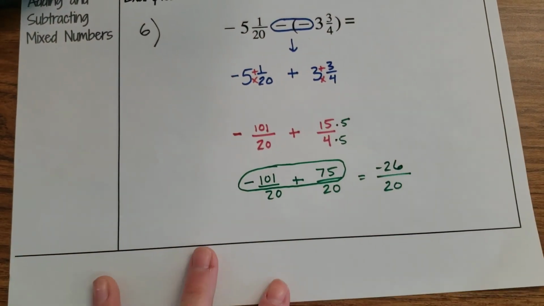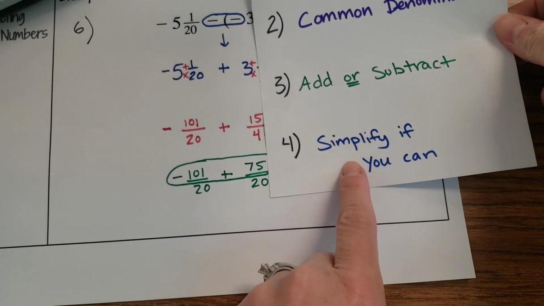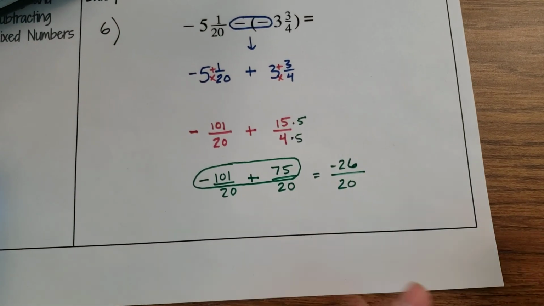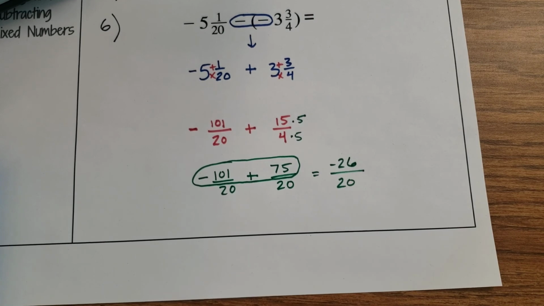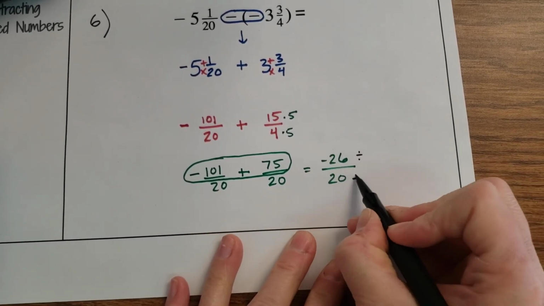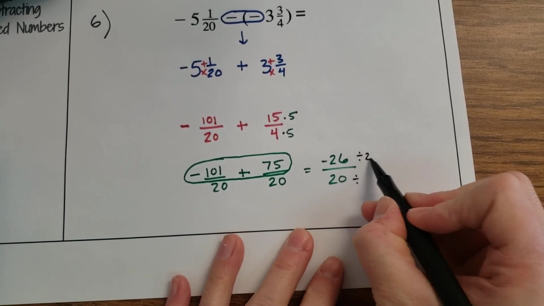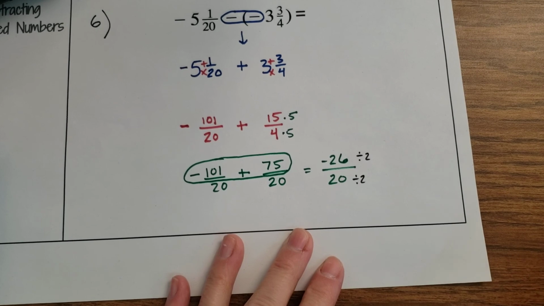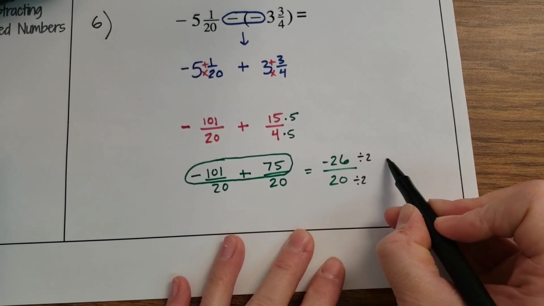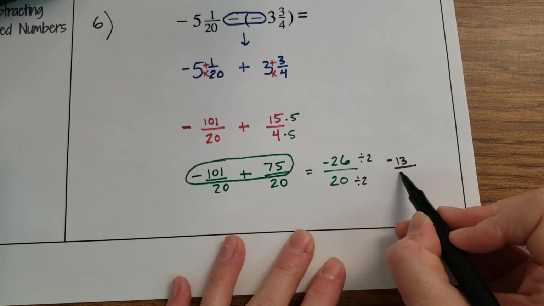All right, now last step would be simplify if you can. You always have to look for that. In this case, we can simplify. Yep, absolutely. Well, 26 and 20, they are both even numbers. So we know we can divide them by 2. Maybe that's a place to start. Negative 26 divided by 2 would be negative 13, half of 26. And 20 divided by 2 is 10.